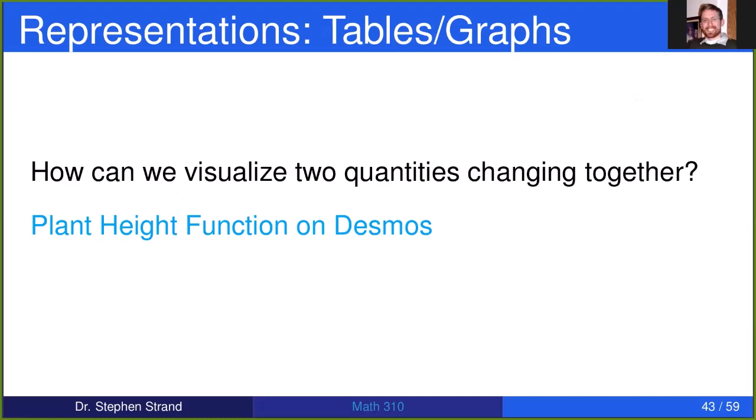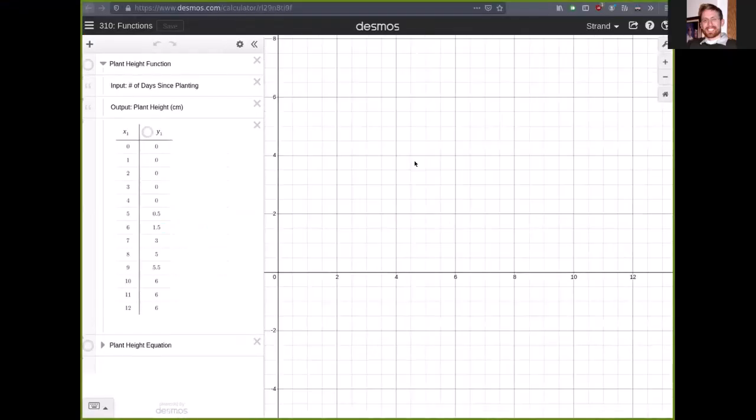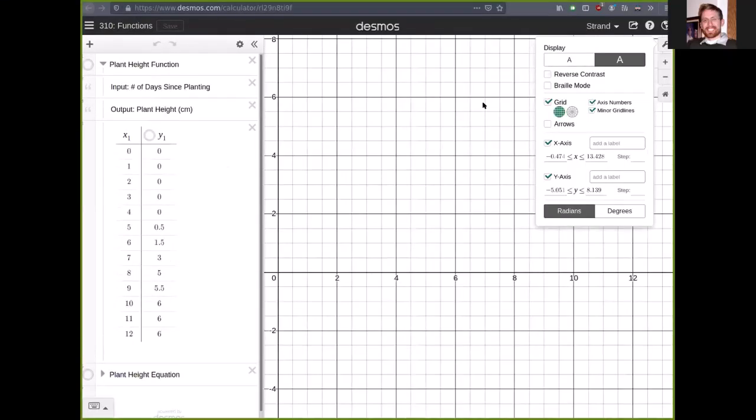But once we get started with words, usually what we want to do is try to visualize functions. And so the next thing we're going to look at is how to represent them in tables and graphs. So what we're going to do is head on to Desmos real quick, and we'll take a look at ways we can represent functions.